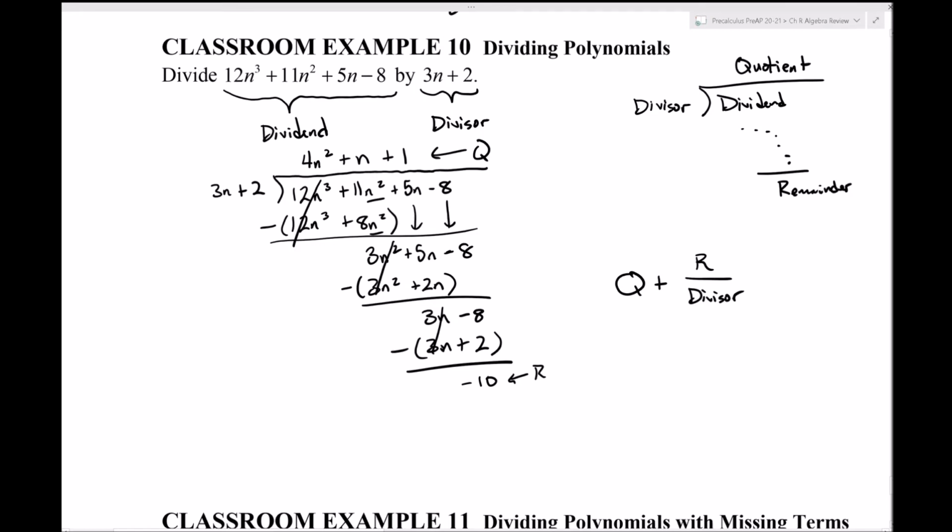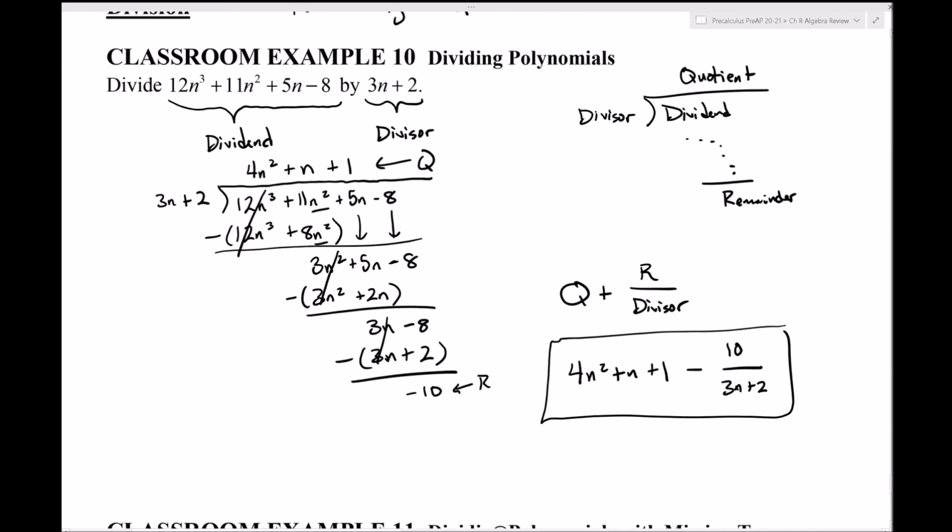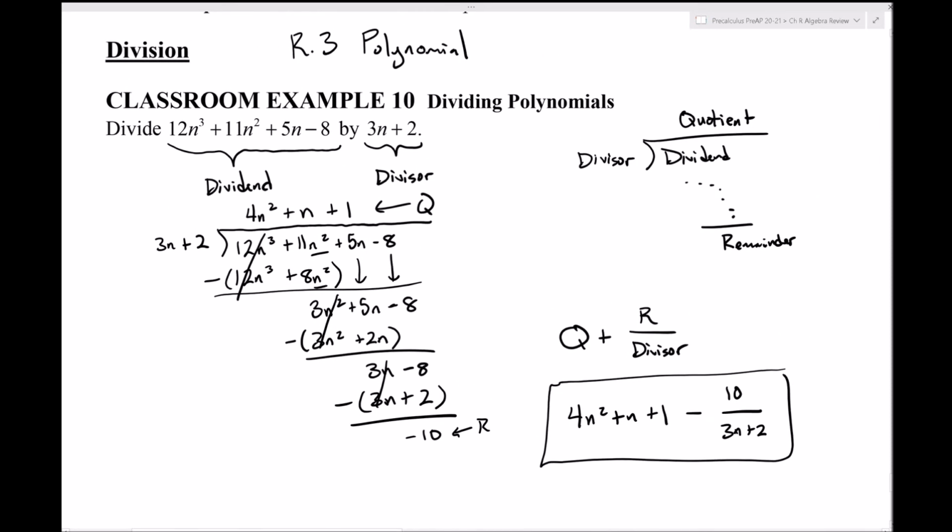So if I do that properly, the quotient is everything in the top, 4n squared plus n plus 1. And then that's a negative 10. So if I'm adding a negative 10, it's going to be the same thing as minus 10 over the divisor, 3n plus 2. So what I did was I took the negative that should be on the top, and I moved it on the outside as a minus. Same idea. So there's how we carry out the long division procedure.